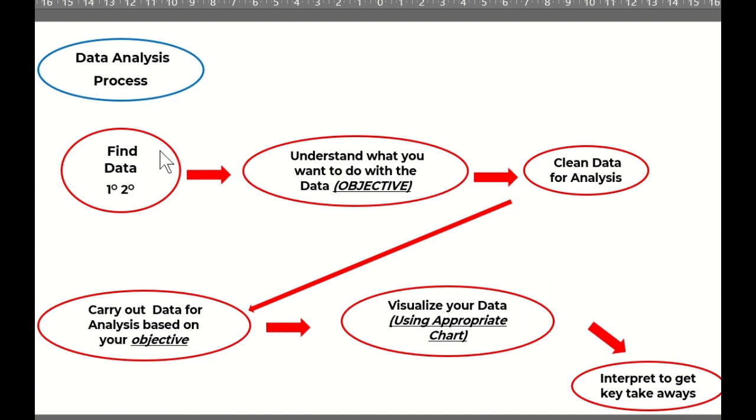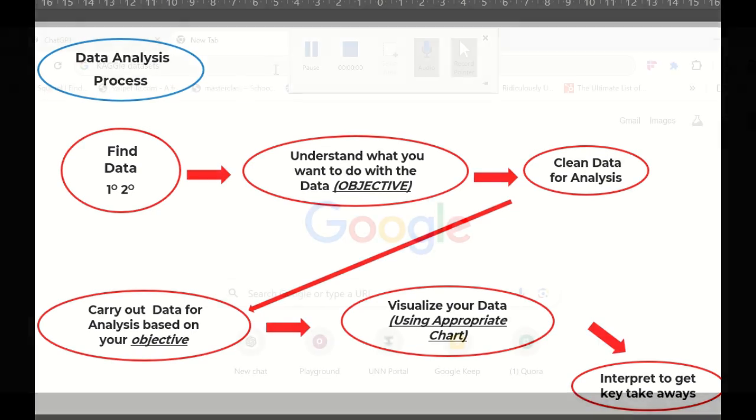So by getting the primary data or the secondary data, understanding the objective of your research, what you want to achieve, preparing your data for analysis, that is cleaning the data, then you carry out analysis based on your objective, right? And then you visualize your data using appropriate charts for more insight. Then you get interpretation from your data to answer your objective or research question. So this is just the process that you follow to be able to do a good data analysis.